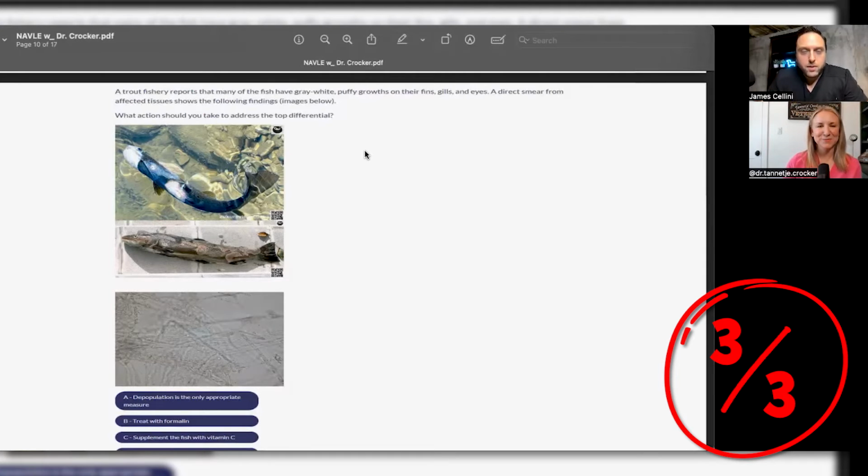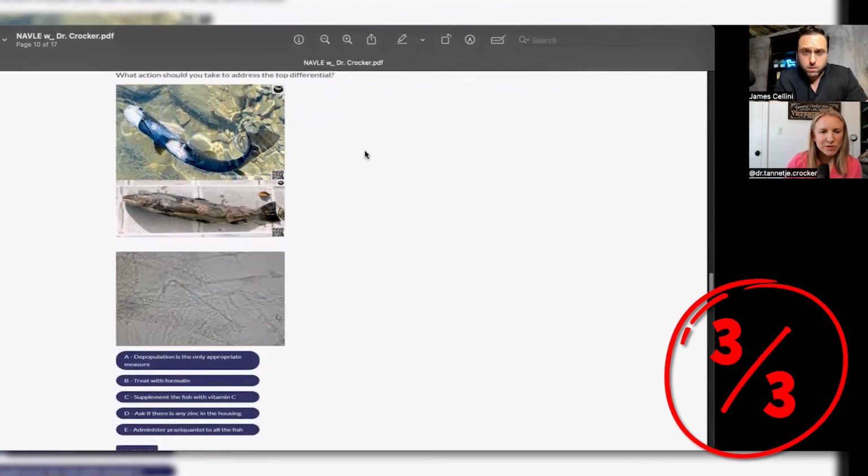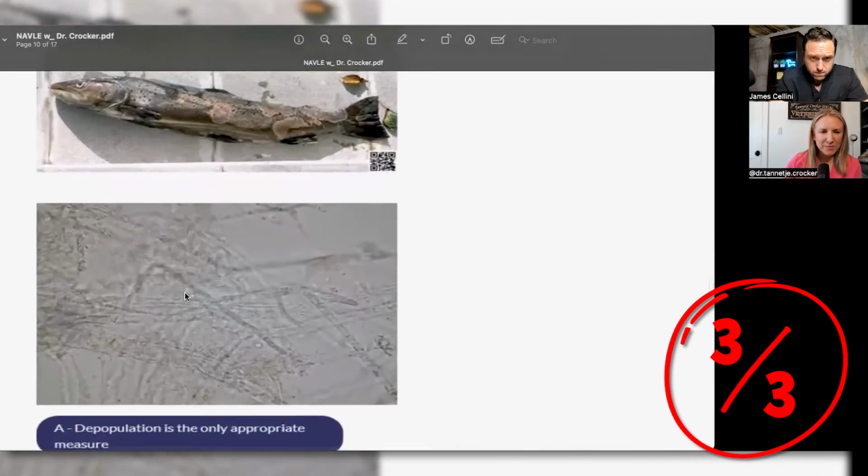On to the question. A trout fishery reports that many of the fish have gray, white, puffy growths on their fins, gills, and eyes. A direct smear from the affected tissues shows the following findings, images below. What action should you take to address the top differential? So what is in the picture? It looks like a very bad impression smear.